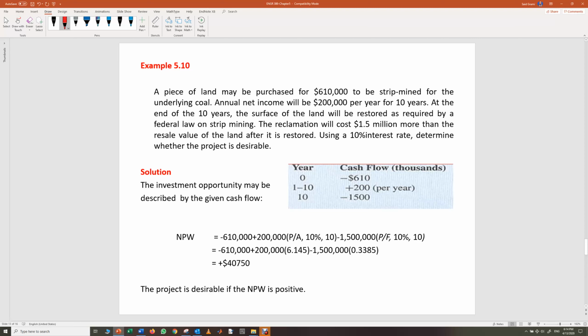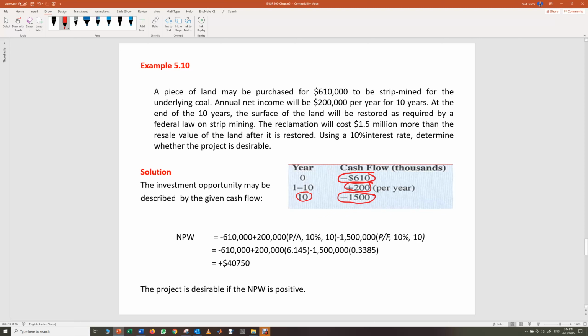So at year 0, the beginning of the cash flow, we have to pay $610,000. Between year 1 and 10, we get a benefit of $200,000 per year, and at year 10 we have to pay $1.5 million. It's minus here, positive here.